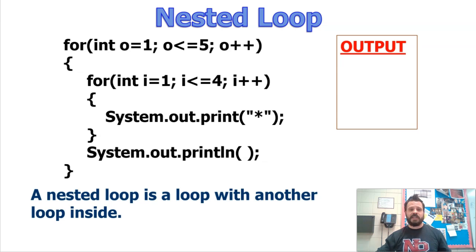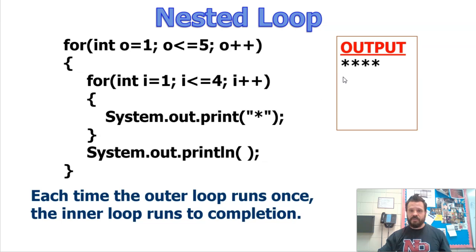So nested loop, the idea is we have one loop within another loop. A nested loop is a loop with another loop inside of it. As you can see here, we have our larger for loop on the outside running with O, as in outer, as the counter, from O gets 1 to O less than or equal to 5. Within that we have another loop running with int I equals 1 while I is less than or equal to 4. It looks like we're just doing some printing like we saw in the coding example.